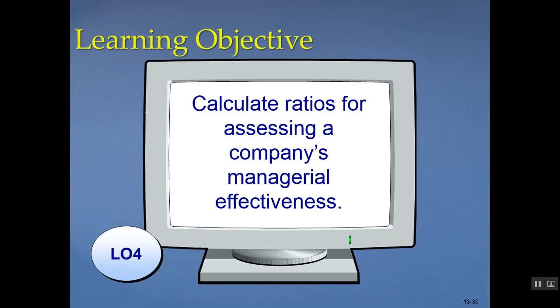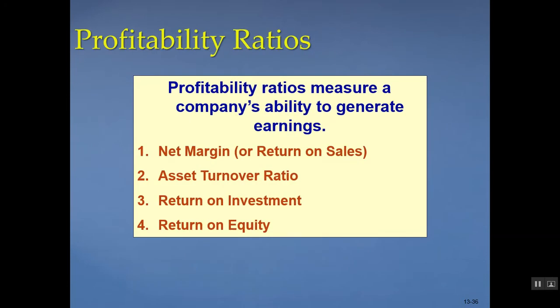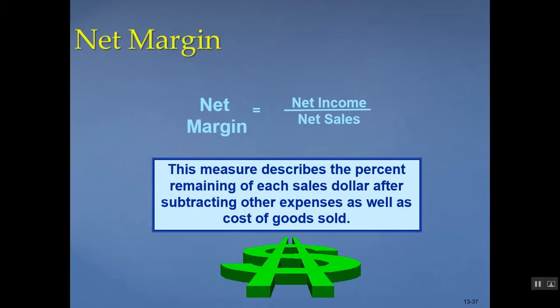I'm going to move right into profitability ratios. So there's 4 different profitability ratios that we're going to talk about today. The first one is your net margin ratio. We actually talked about this in chapter 9 when we were talking about our operating margin and how it is a portion of our ROI calculations. This measure describes the percent remaining of each sales dollar after subtracting other expenses as well as cost of goods sold.